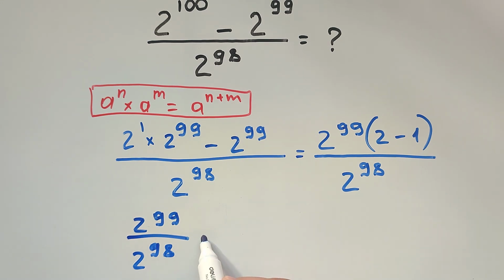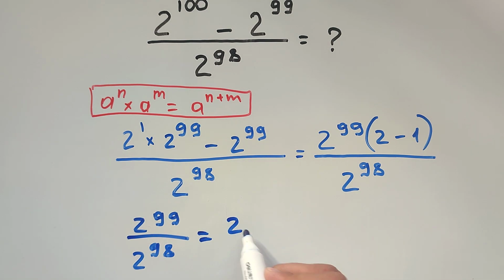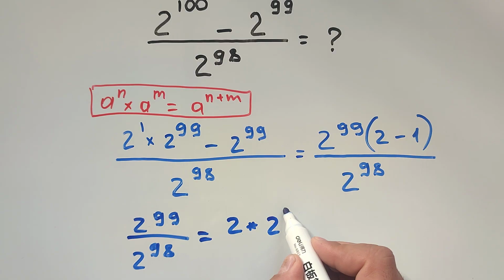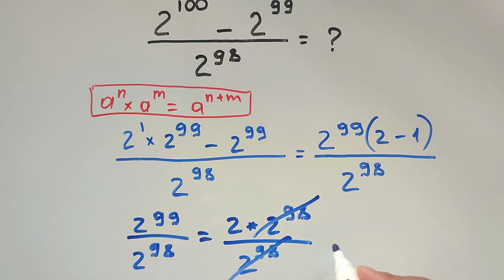And here, according to this rule, we can write it 2 multiplied by 2 to the power of 98 divided by 2 to the power of 98. And here we can easily cancel this and this. It equals 2. This is our final and correct answer.